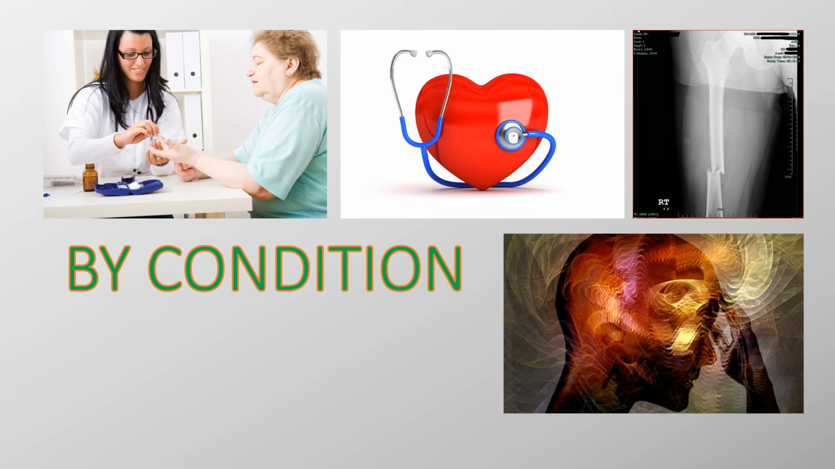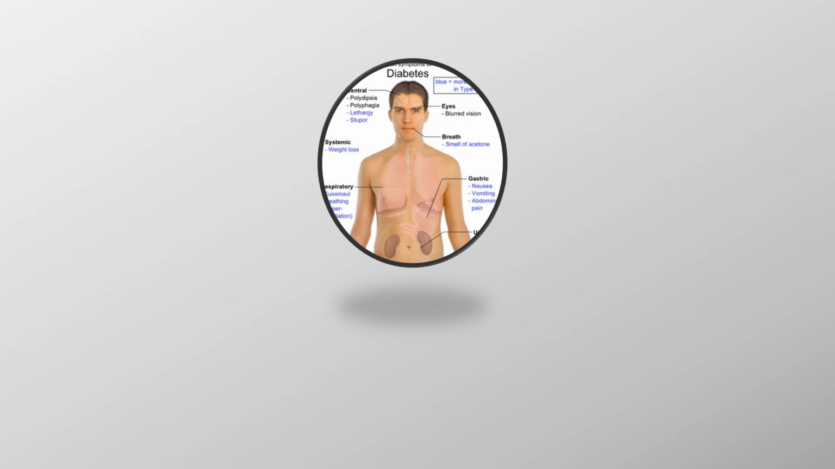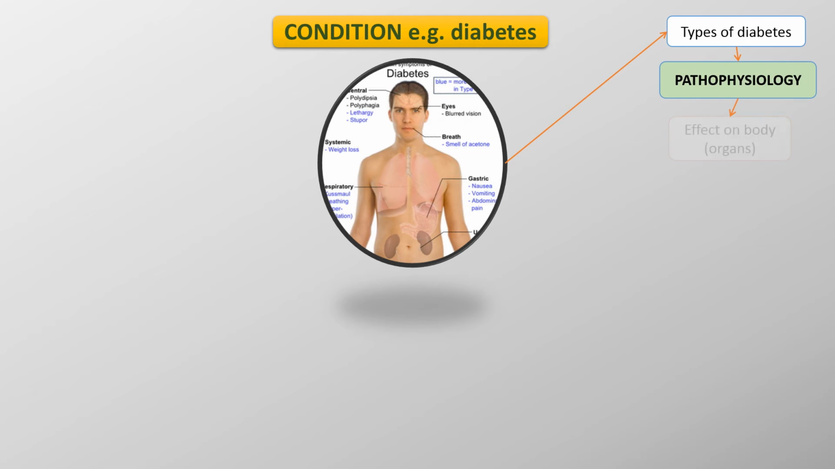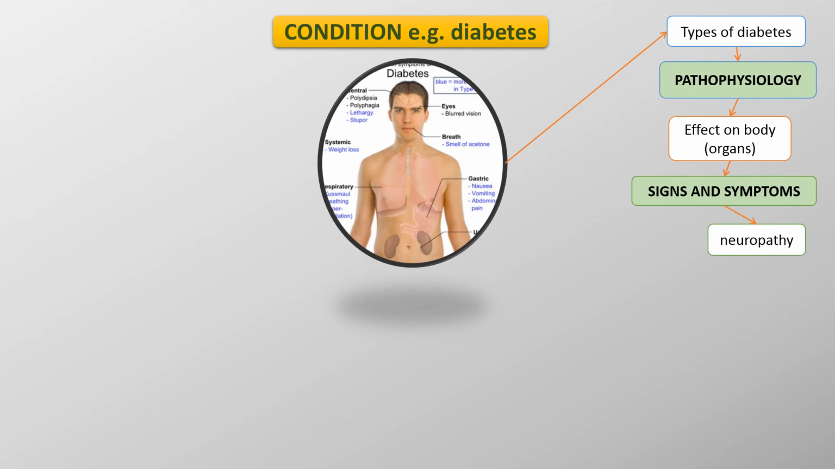Another approach that you might take might be by condition. That is, where you pick a medical condition and look at the nursing care around that. Let's look at an example of this. Let's pick diabetes. First off, you'd be looking at what are the types of diabetes and what's the pathophysiology associated with these? What's the effect on body organs? What are the signs and symptoms the nurse can expect to observe or hear from the patient?